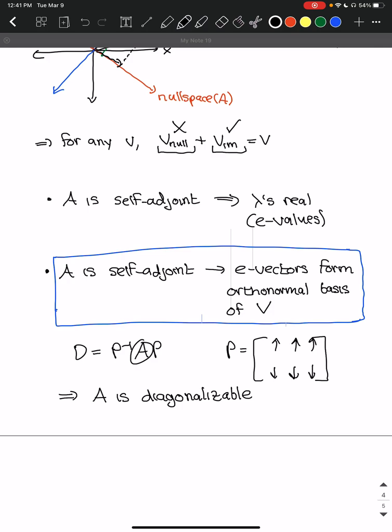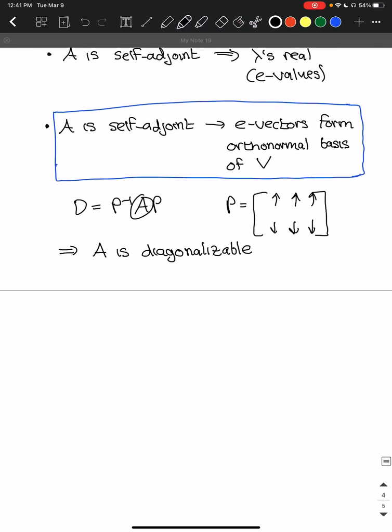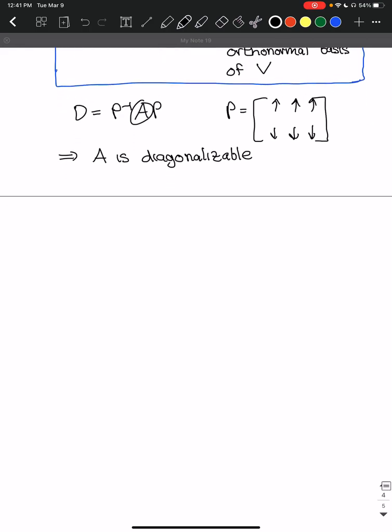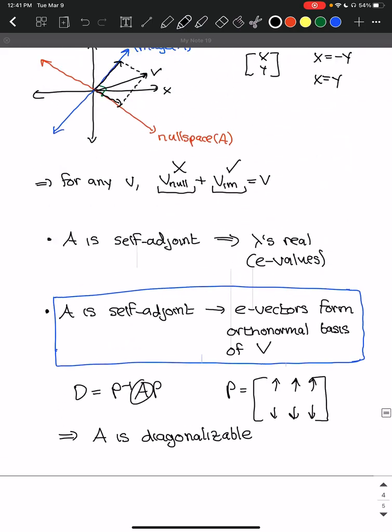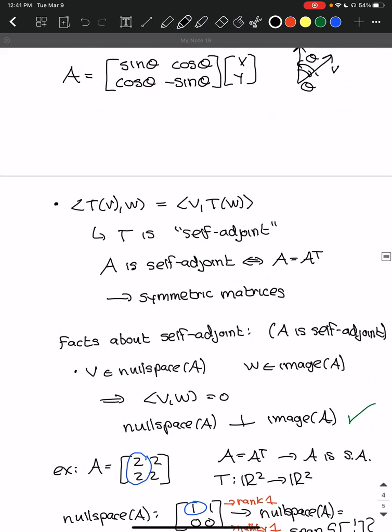Because of that, what we can do is we can form, sorry, let me think. Where does this come from?